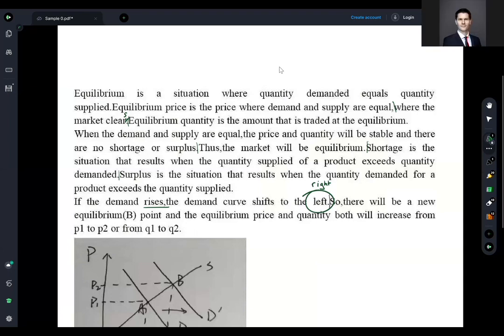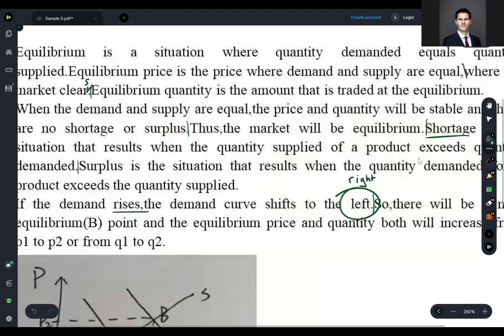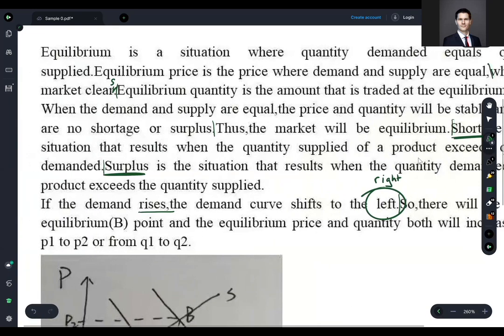Okay, who else would like to add a few comments about this work? In the chat box, I saw the definition for shortage is, well, basically the student has inverted shortage and surplus. Yes, absolutely. You see, a shortage is the situation that results when the quantity supplied of a product exceeds quantity demanded. Well, that's actually a surplus. So basically these two definitions, the definition of a shortage and the definition of a surplus, have been inverted.